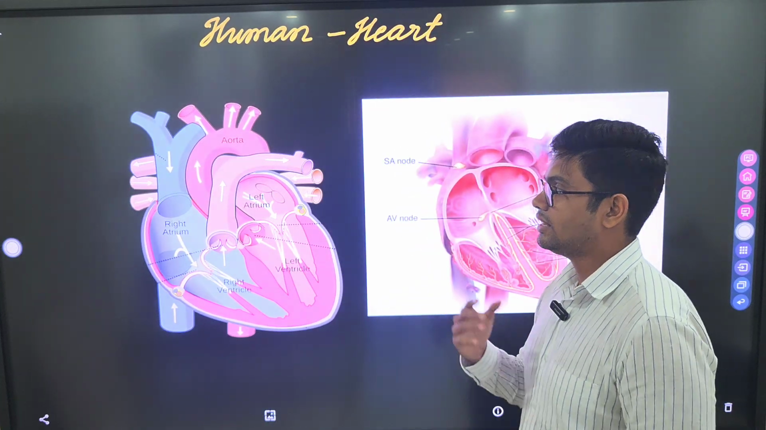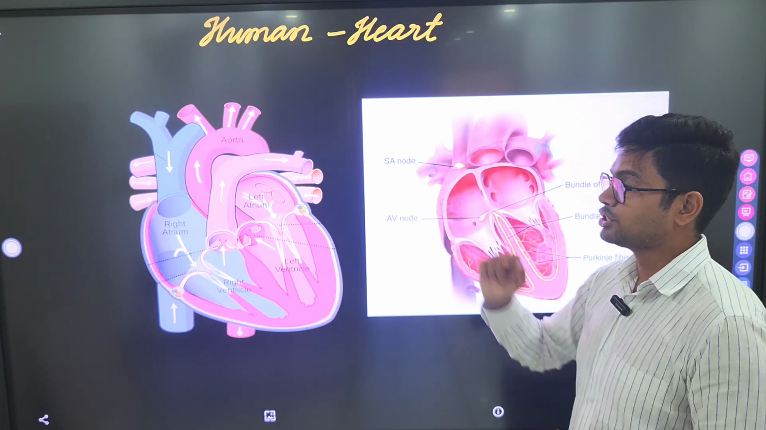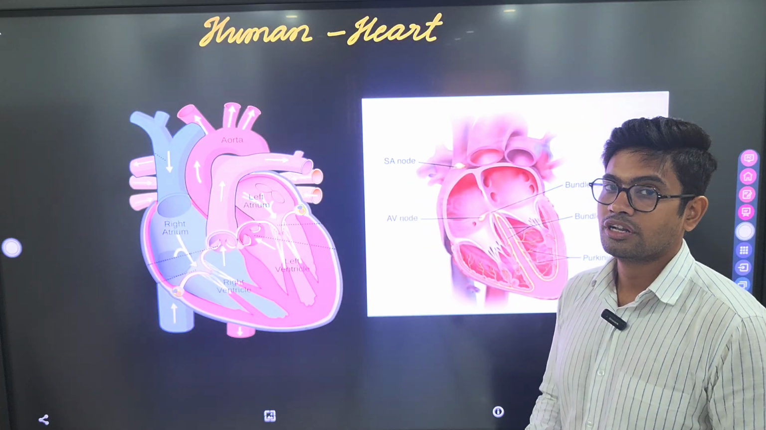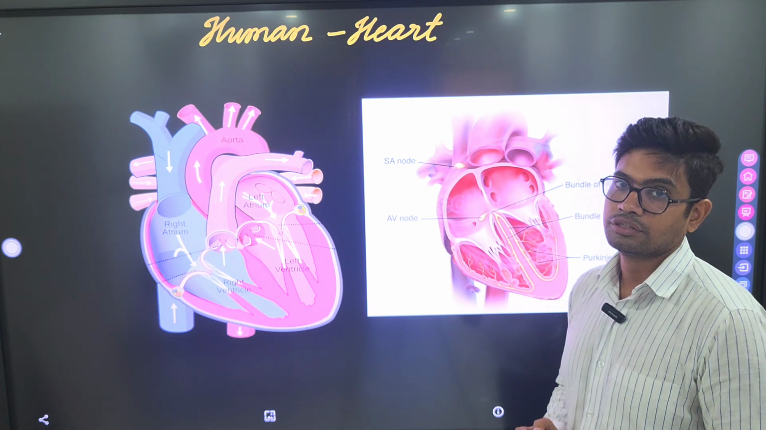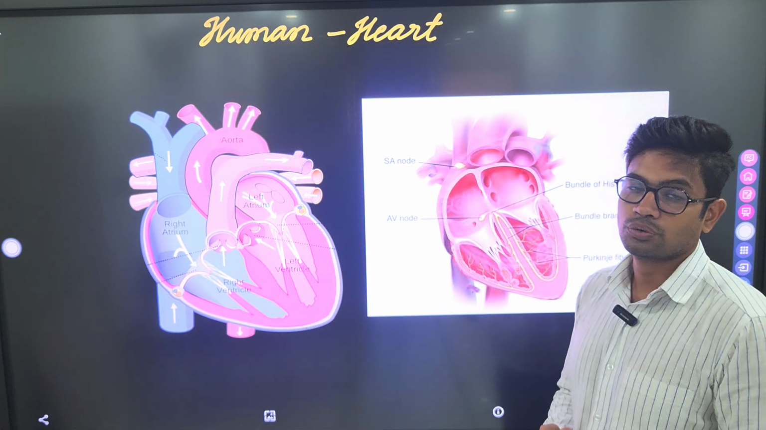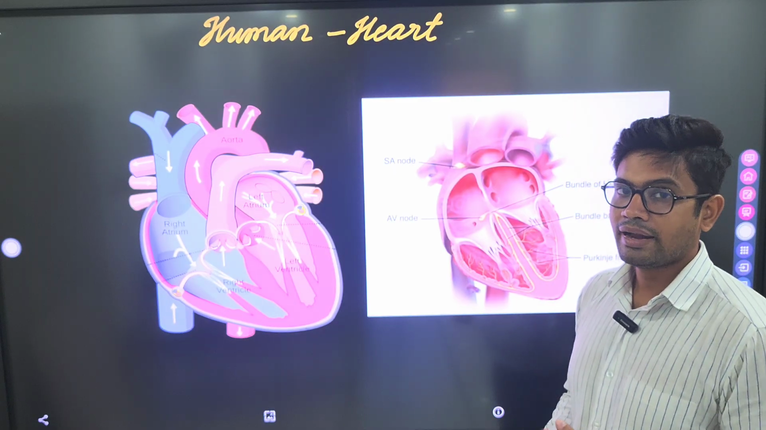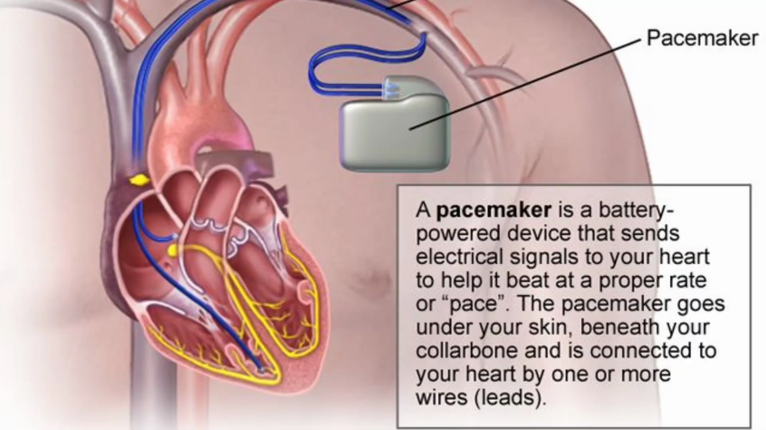Now, because this entire pumping is happening because of the action potential generated by the sinoatrial node, it is known as the pacemaker of the heart. Now, what will happen if the sinoatrial node does not work properly? In that case, we need to install an artificial pacemaker in the body.